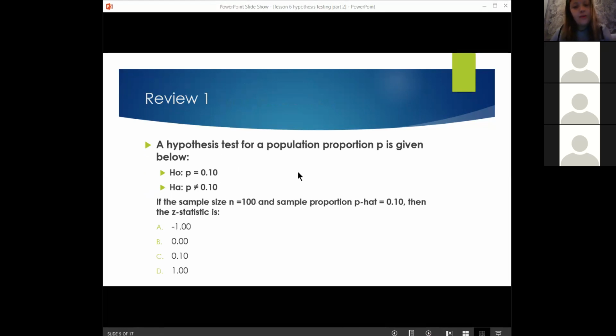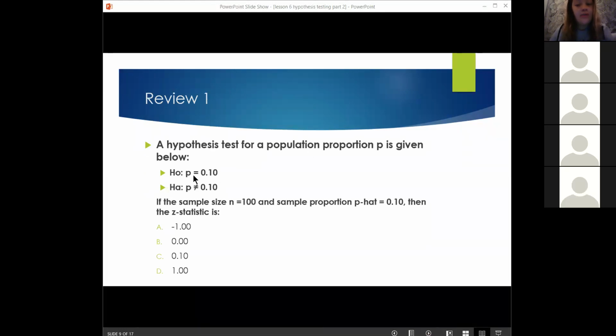So a hypothesis test for a population proportion P is given below. We have that our null hypothesis is that P equals 0.1, and our alternative is that P is not equal to 0.1. So go ahead and decide that if we have a sample size of n equals 100 and a sample proportion of p hat equaling 0.1, then what is our z-test statistic? So go ahead and try to solve this one, and then we will review it together.